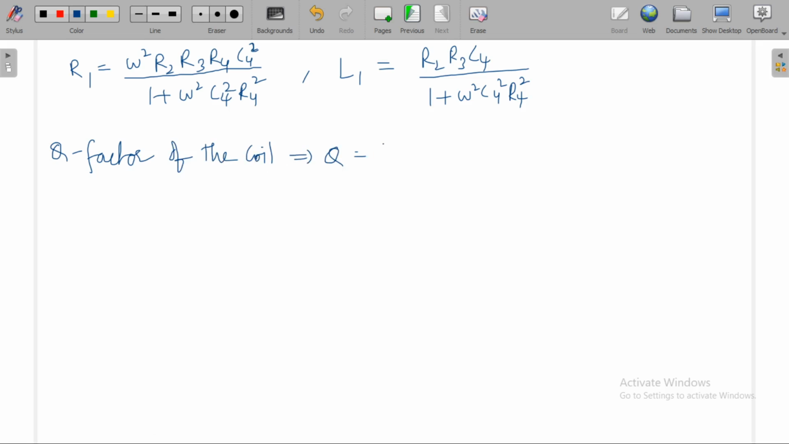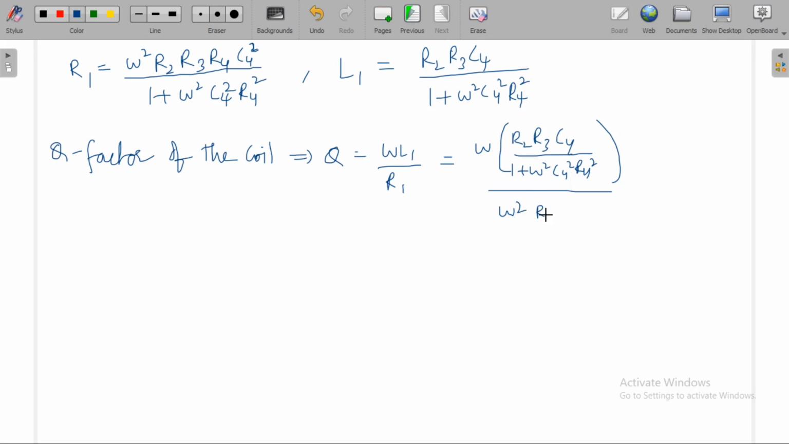That is Q is equal to omega L1 by R1, which is equal to omega R2 R3 C4 by 1 plus omega square C4 square R4 square, divided by R1. What is R1? Omega square R2 R3 R4 C4 square by 1 plus omega square C4 square R4 square. Both will get cancelled.